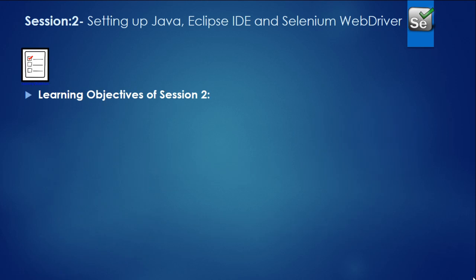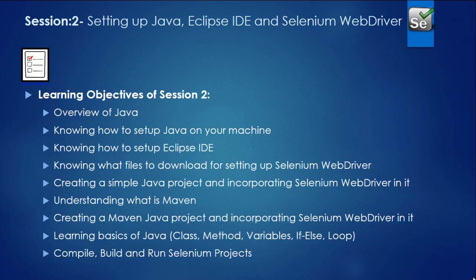Now, let's have a look at the learning objectives of this session. After covering this session, we will have an overview of what is Java. We will know how to set up Java on our machine and how to set up Eclipse. We will know what files to download for setting up with Selenium WebDriver and then how to create a simple Java project and incorporating Selenium WebDriver in it.